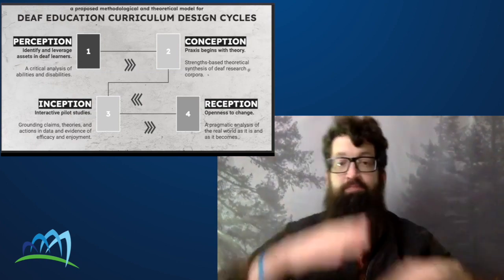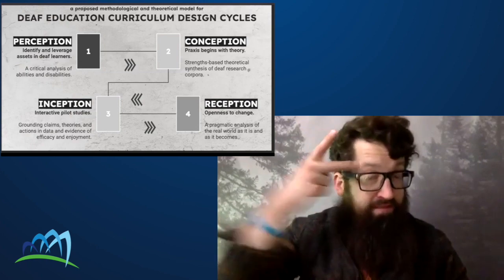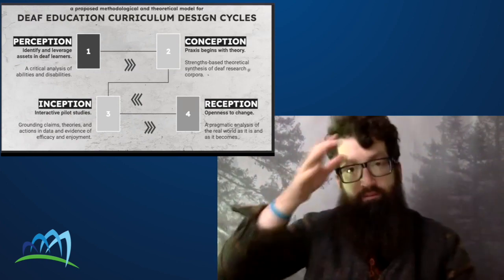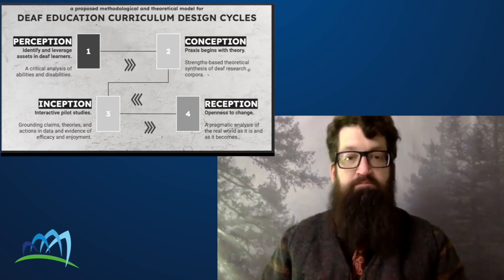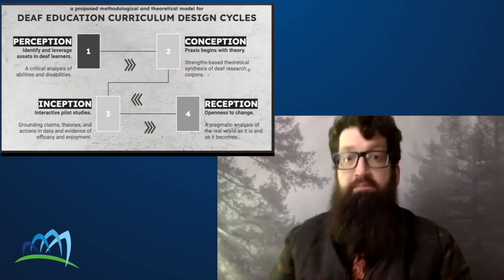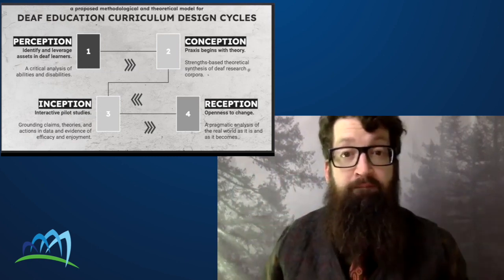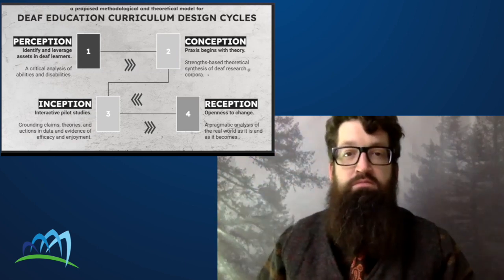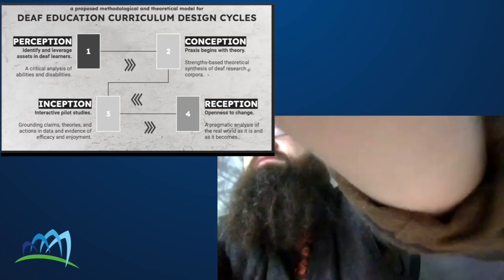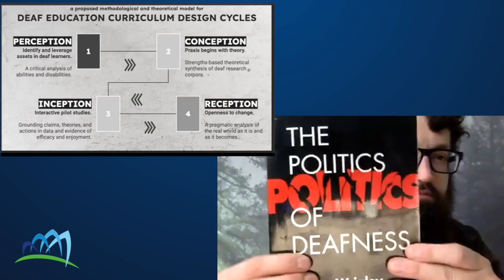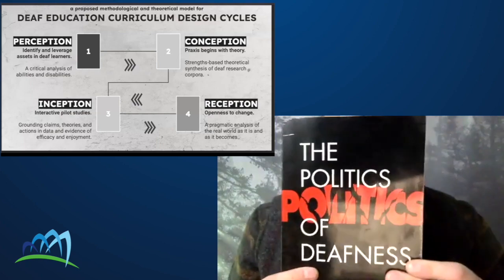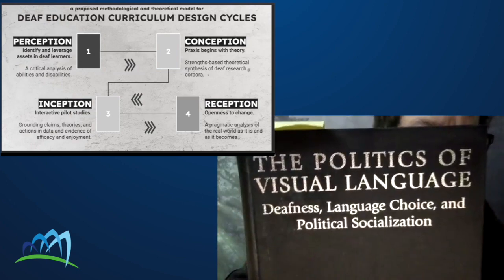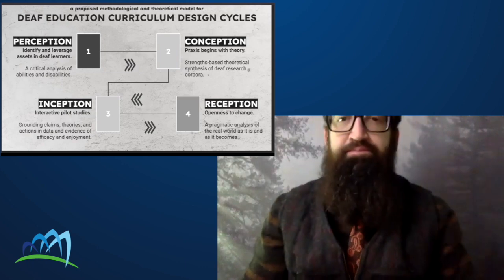You're learning, you're teaching, there's psychology, your social experiences, there's ethics, and the interpreter missed the one word. So the concept, sorry, the interpreter has a question. Politics. And this is one text, The Politics of Deafness. The Politics of Visual Language. These are just a couple of examples.